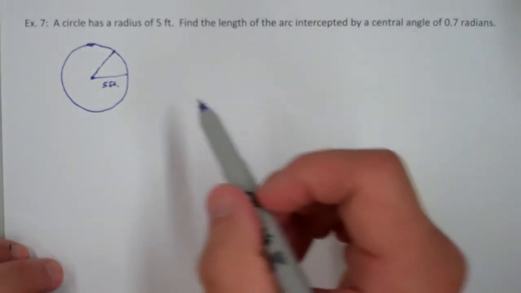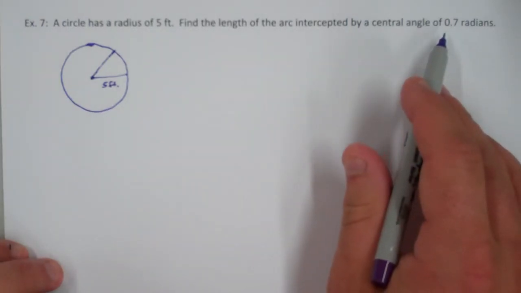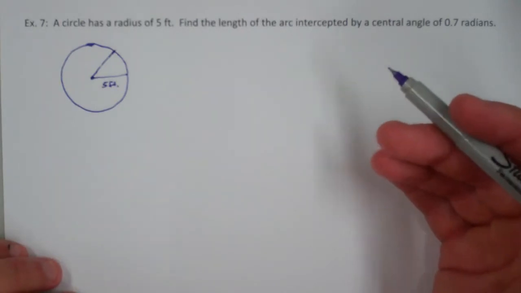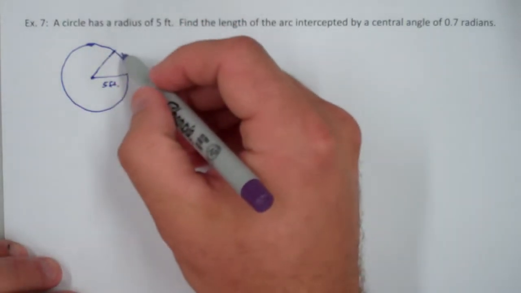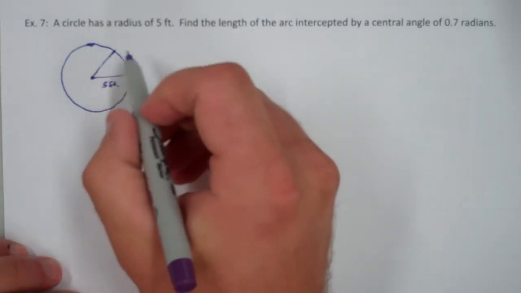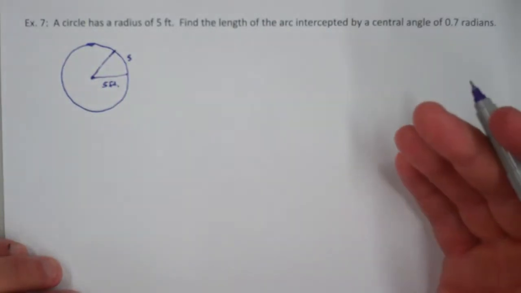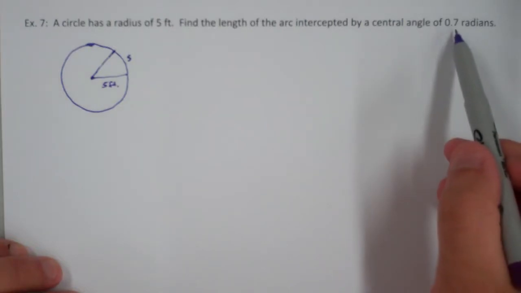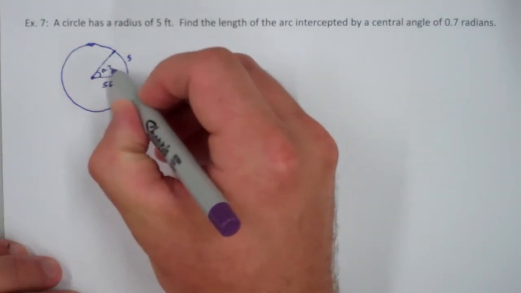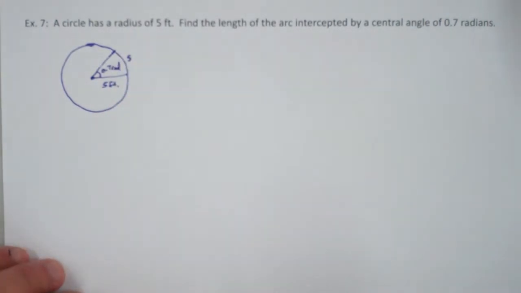Also notice that we have less than 1 radian, and 1 radian is just the angle measure that produces an arc length of 1 radius. So what we're expecting for this value of s over here is something that is smaller than 1 radius, about 0.7 of that radius. I can write this in here. This is 0.7 radians.